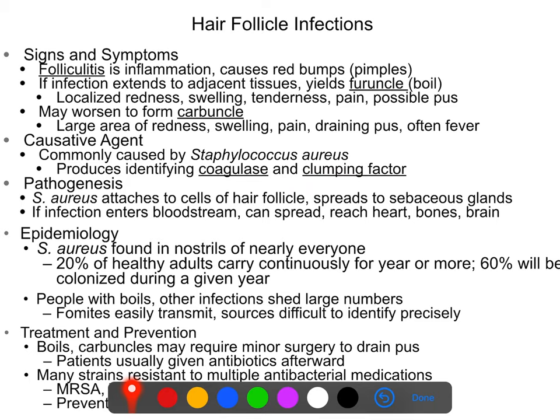As far as treatment goes, boils or carbuncles can require minor surgery, or what's called lancing, which is basically where you drain the pus from them and then treat with antibiotics afterwards, because you don't want to allow the bacteria to infect the wound. And of course, it's Staph aureus, and Staph aureus is well known for being resistant to antibiotics. So antibiotic treatment of these infections is something that you're definitely going to want to discuss, because the more you use antibiotics, the more likely bacteria are to acquire antibiotic resistance.